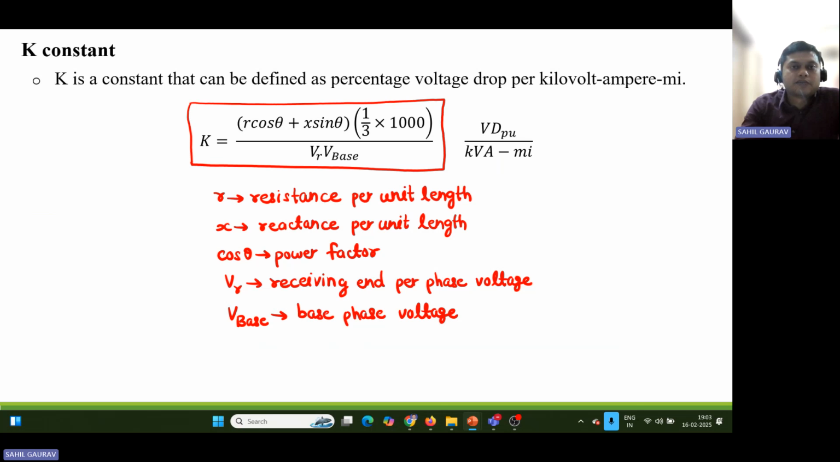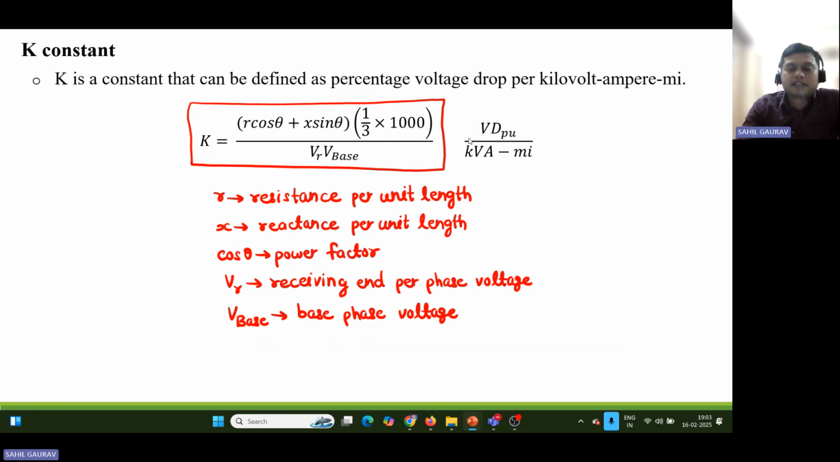The first term here is the K constant. K is a constant that can be defined as the percentage voltage drop per kilovolt ampere mile. The expression for K constant is R cos theta plus X sin theta, into 1 upon root 3, into 1000 upon VR into V base, and its unit is voltage drop per unit per kVA mile.